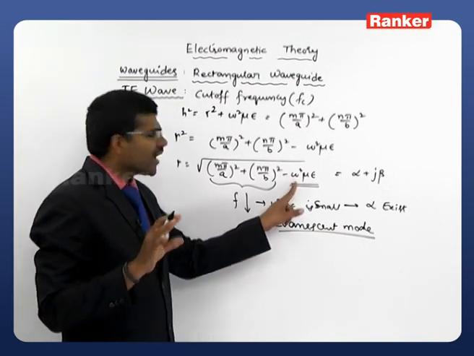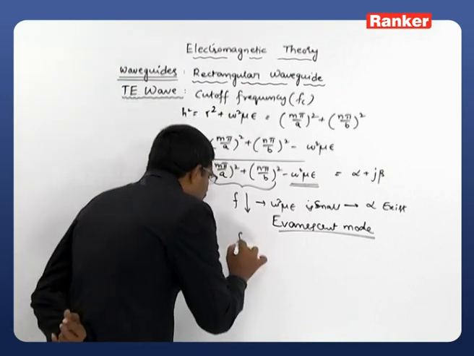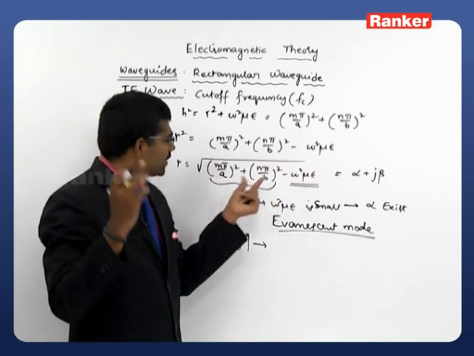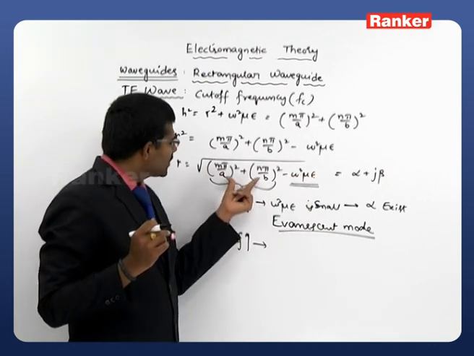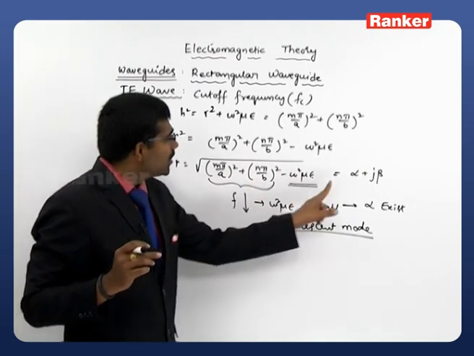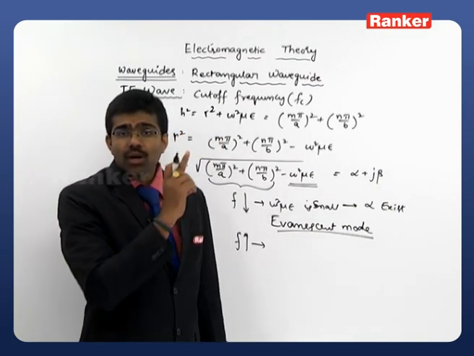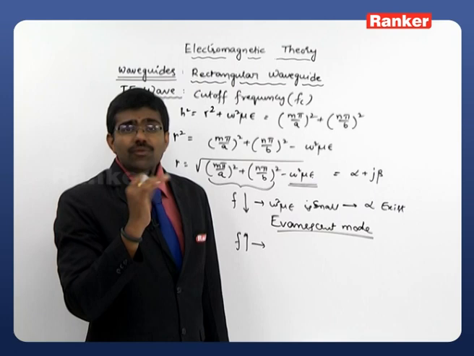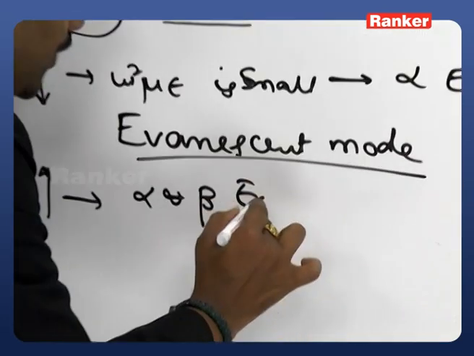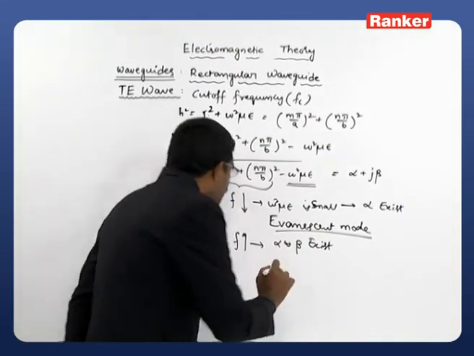And for higher frequencies, if you are considering very large frequencies, if the frequency is more, then the omega square mu epsilon term is larger than this term. If it is larger, definitely in the square root what you will get is a negative quantity. Then obviously gamma is imaginary, right? If it is imaginary, both alpha and beta will exist. If alpha and beta exist, definitely the wave will propagate. This is called the propagation mode.